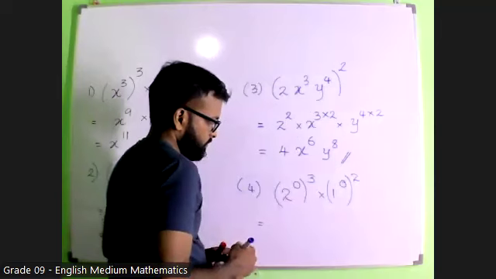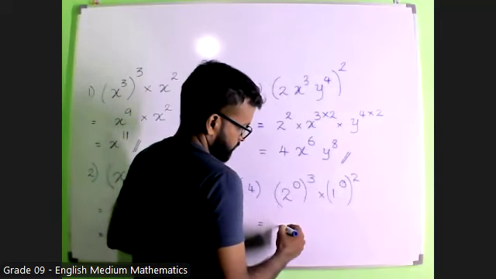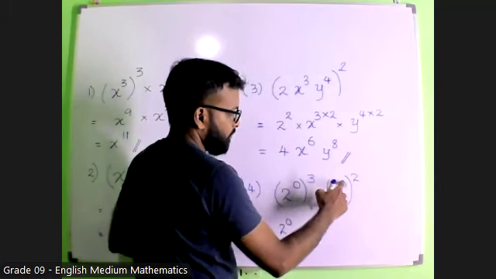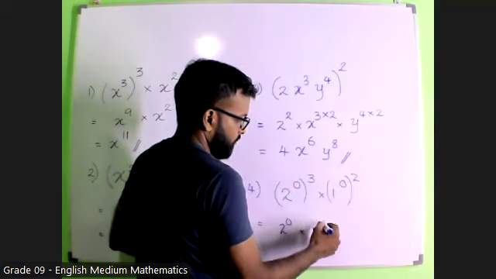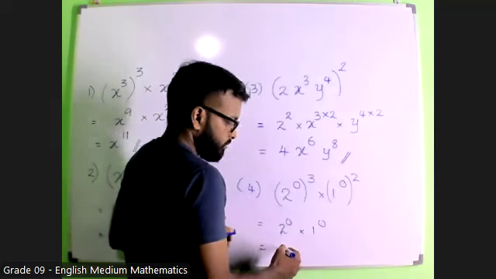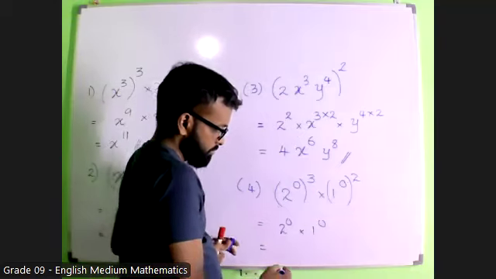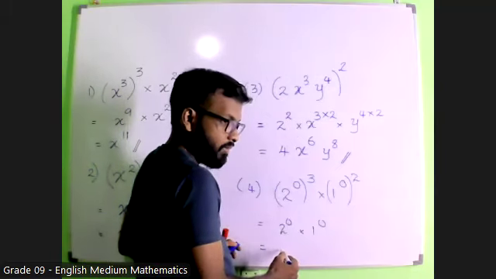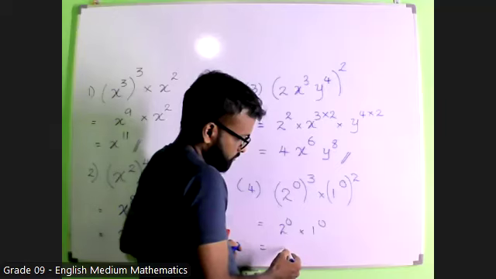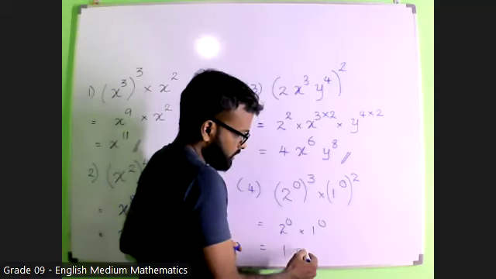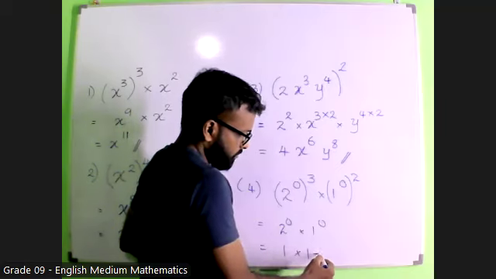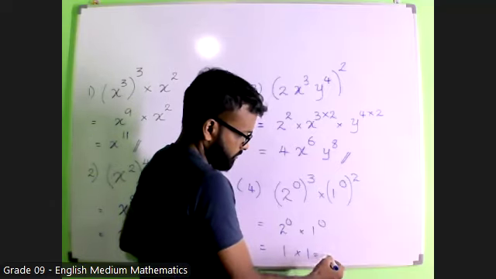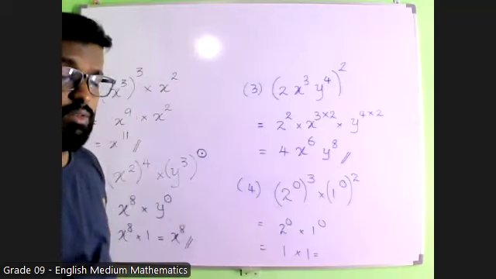2 to the power 0, to the power 3. What's the answer? 2 to the power 0 is 1. And 1 to the power 0 is also 1. So the answer is 1 times 1, which equals 1.